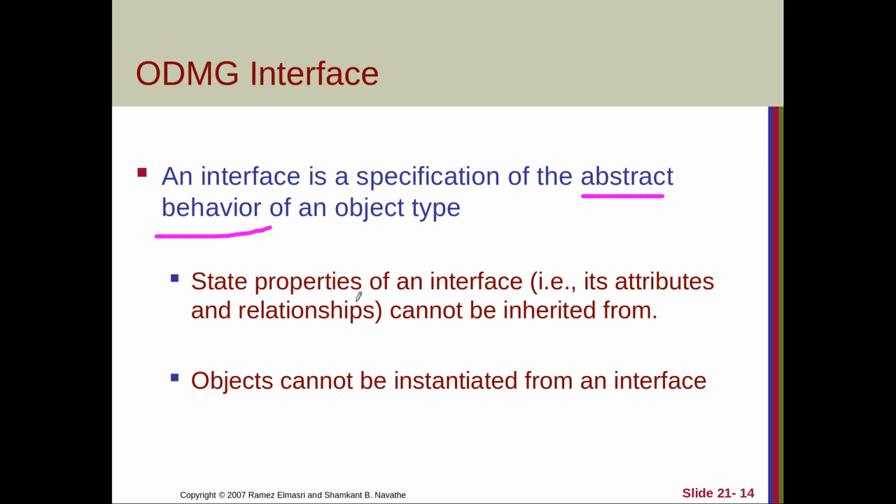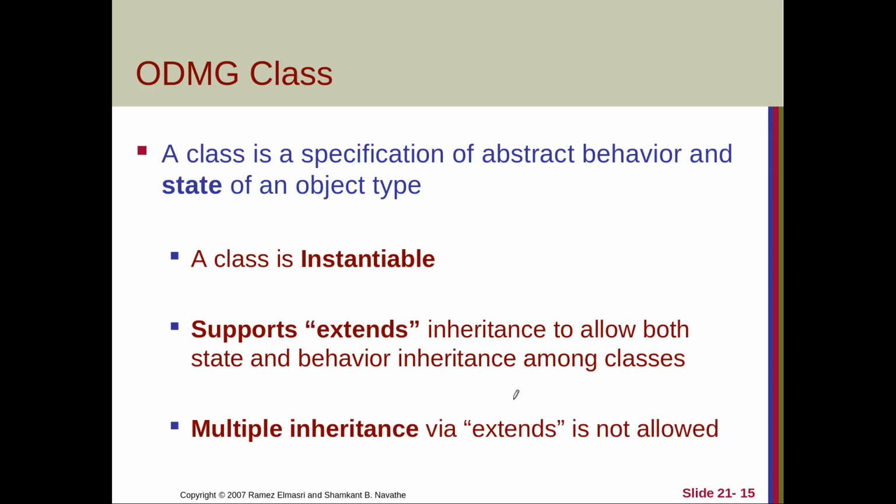Now the state properties of an interface, that is its attributes and relationships, cannot be inherited from. So we cannot inherit the properties of an interface. Its attributes and relationships cannot be further inherited. We can simply directly make use of that in our subclass. And objects cannot be instantiated from an interface. That also we have already discussed.